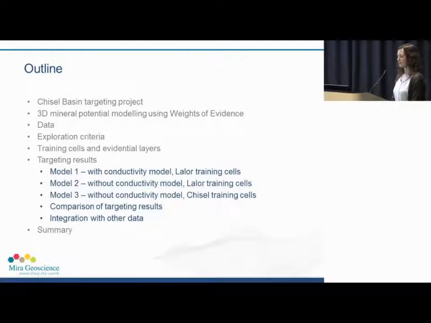There were 3 different targeting models that were completed, and I'll discuss that when I get to that point. And then I'm going to compare those 3 models and show you just a few pictures comparing the results of the targeting with some of these other infill geophysical models that were completed.